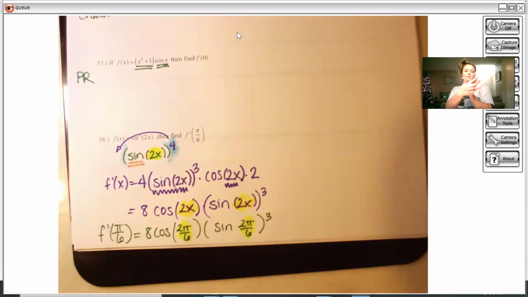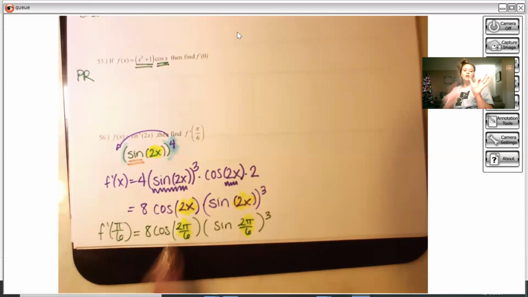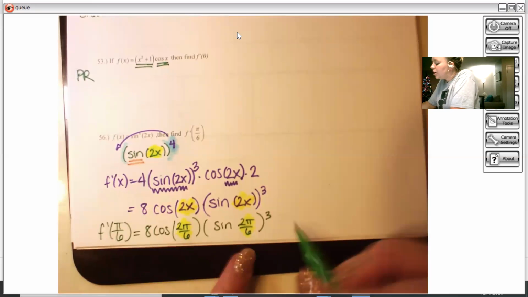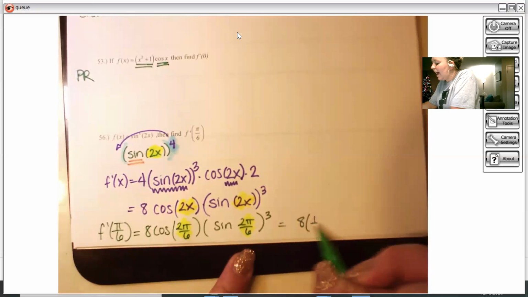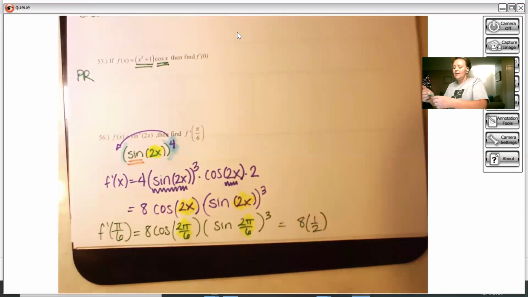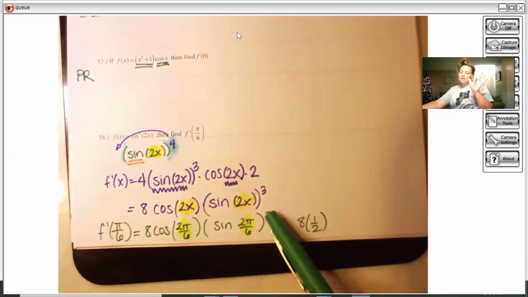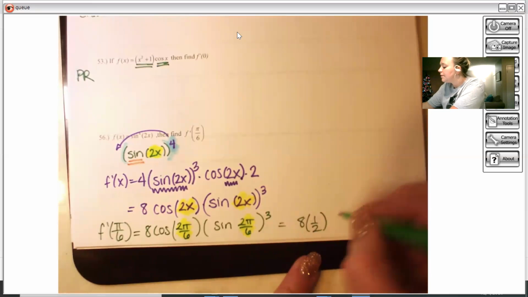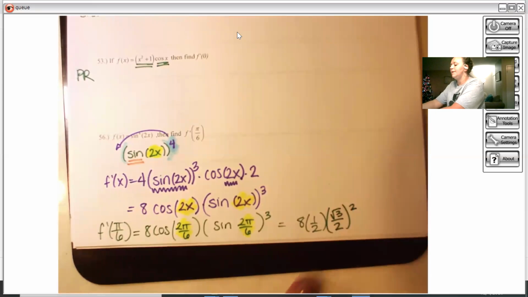So 0, pi/6, pi/4, pi/3 is here. I want cosine first. Cosine is my top finger, which is a half. So I'm going to have 8 times a half multiplied by, come back to your pi/3, which is here. Sine is going to be cubed, but I can see I have 3 fingers. So that's going to be root 3 over 2. And then that's going to be, oops, cubed.